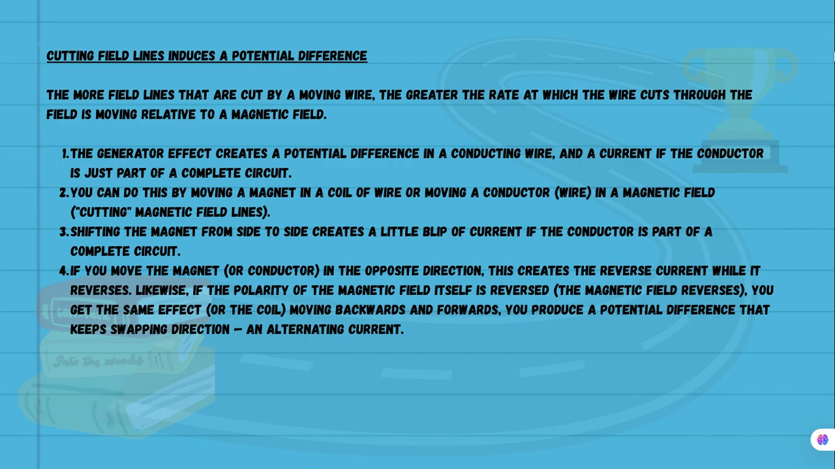Cutting magnetic field lines. Shifting the magnet from side to side creates a little blip of current if the conductor is part of a complete circuit. If you move the magnet or conductor in the opposite direction, this creates the reverse current. Likewise, if the polarity of the magnetic field is reversed, the current reverses. You get the same effect with the coil moving backwards and forwards. You produce a potential difference that keeps swapping direction, an alternating current.